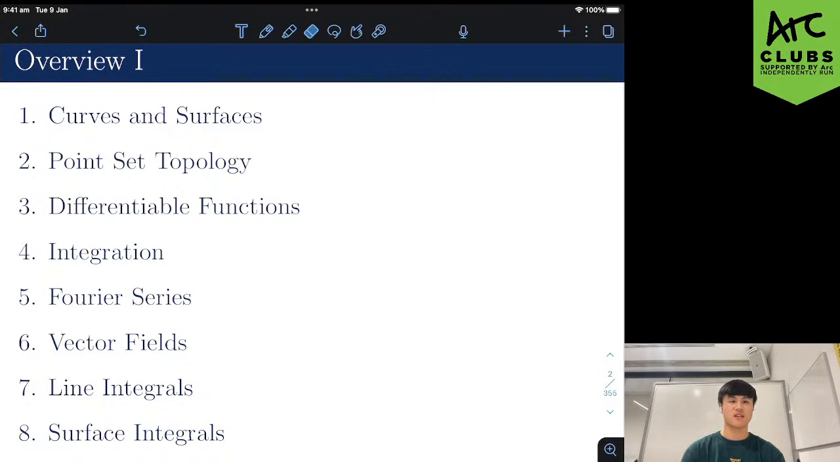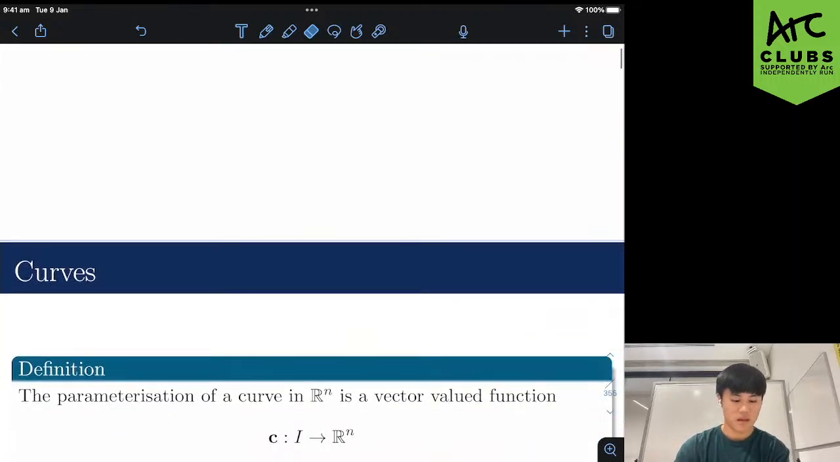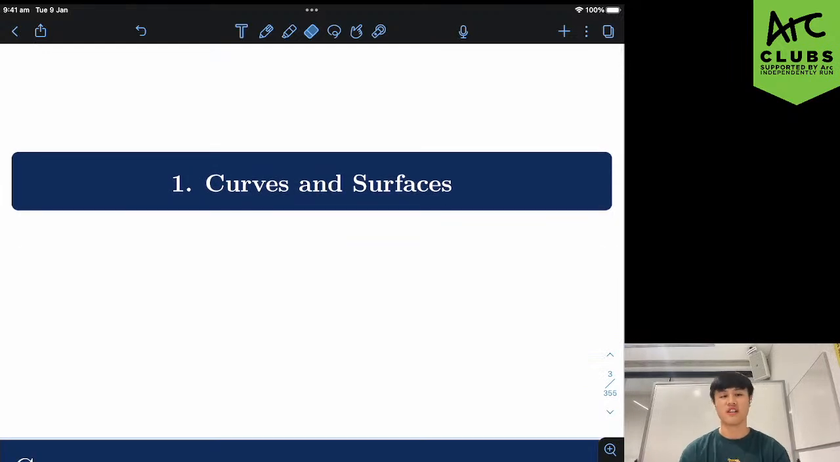I guess I'll just get started. We're going to first look at topic 1, which is curves and surfaces. Before we get into the content I'm going to cover today, in terms of the theory, it's a lot of definitions. So we are just going to skim through most of them and try some practice questions.